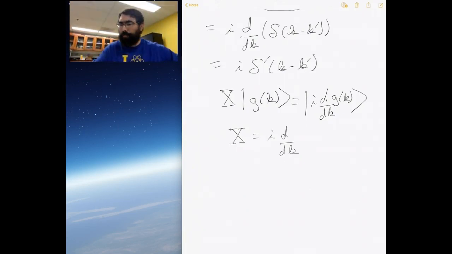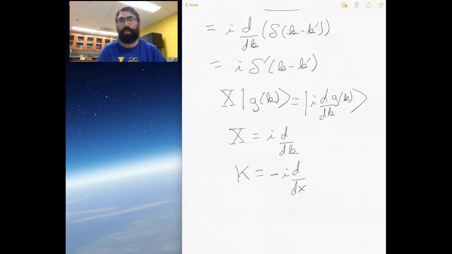Which is interesting, because the operator k in position space, x, is minus i d/dx. So there's a kind of symmetry there: if you're using the position operator x operating in k space, then it's i times the derivative with respect to k. But if I'm the k operator operating in position space x, then the k operator is minus i times the derivative with respect to x. So there's an interesting symmetry there.